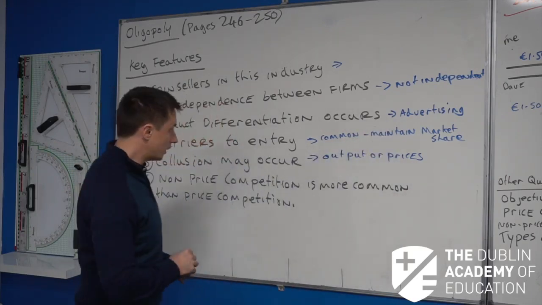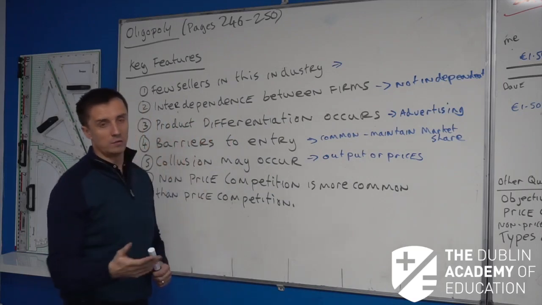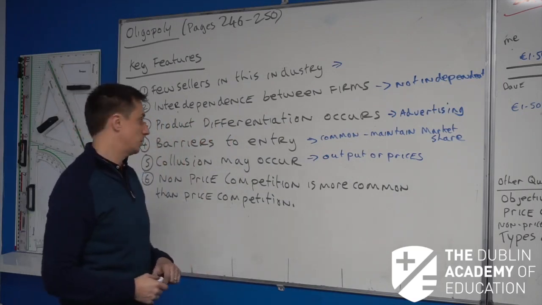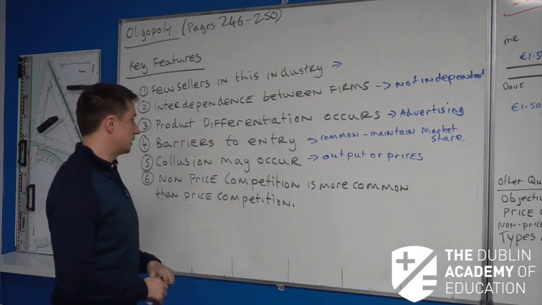You'll try and stress the quality of your product. You might use better raw materials or anything like that, and you'll advertise that to make consumers think your product's better. Next thing is barriers to entry.